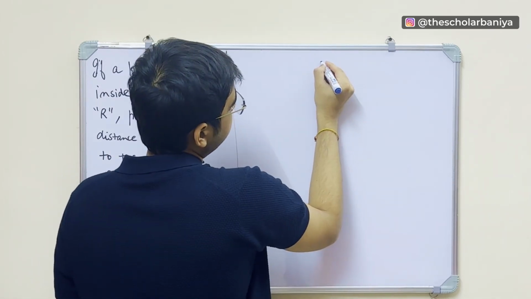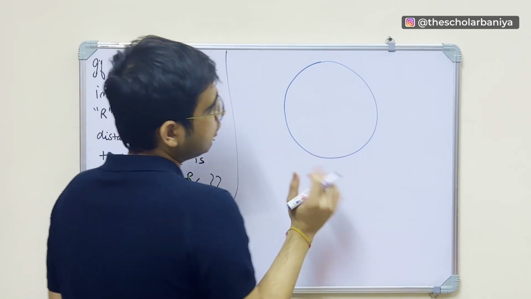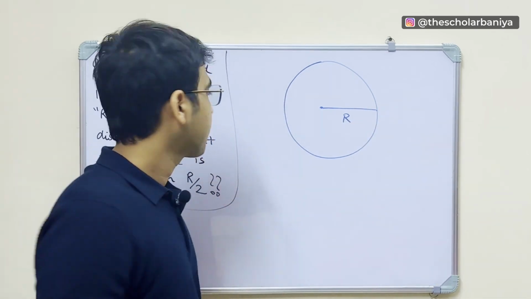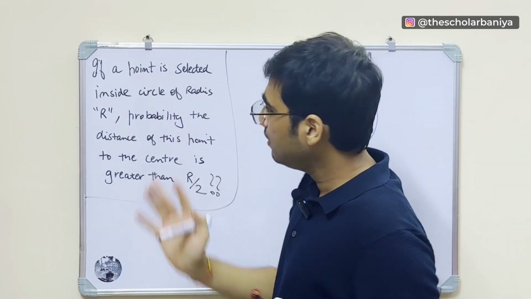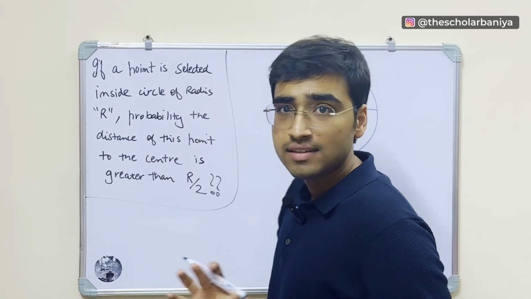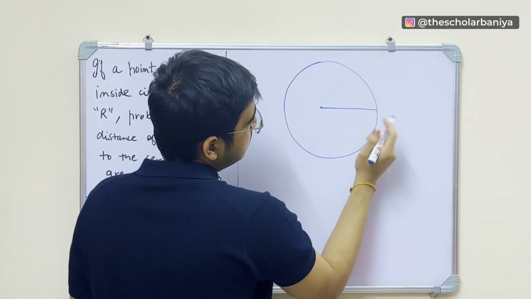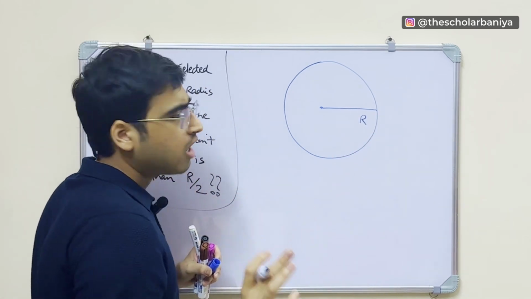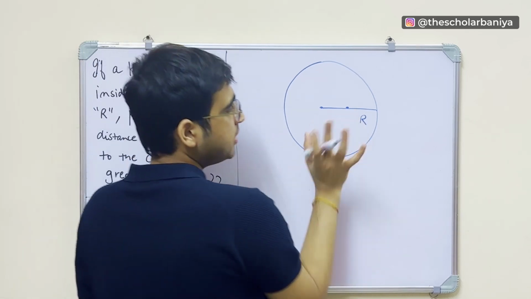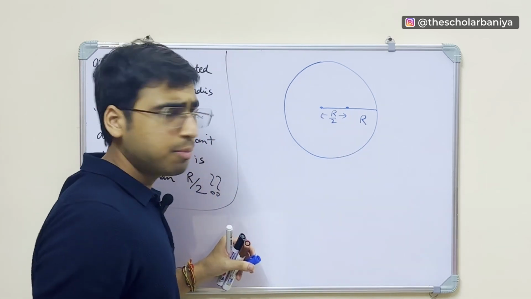this is a circle, which is of radius r. So, we have to select a random point such that the probability of the distance of this point is greater than r by 2. So, tell me one thing, if this is r, what will be r by 2? R by 2 will be somewhere over here, like the half of r. This is r by 2. I hope this should be clear.